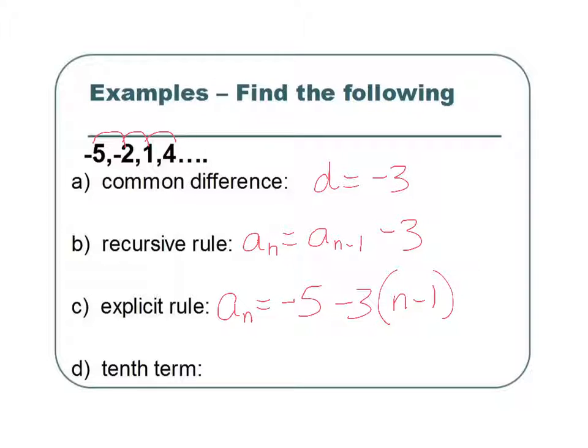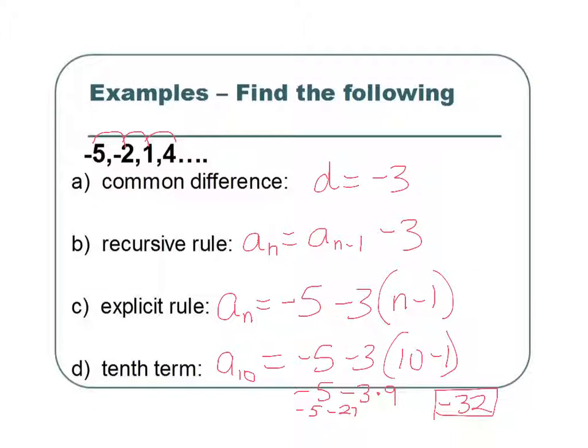And then what we can do is find the 10th term by plugging 10 in for n. And so this really just becomes 9, so negative 5 minus 3 times 9. Make sure you're doing your order of operations. So it's negative 5 minus 27. I'm running out of room, sorry. So it looks like negative 32 is the 10th term. All right, so that's all of the different parts of that sequence that we've talked about.